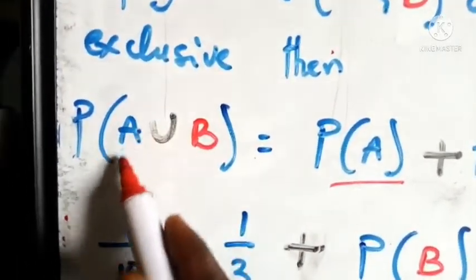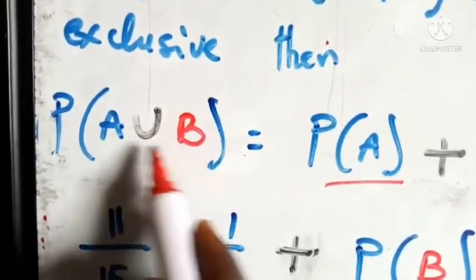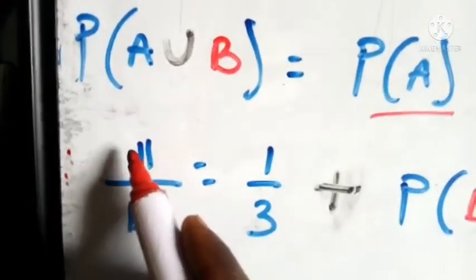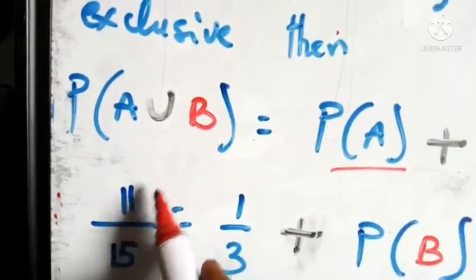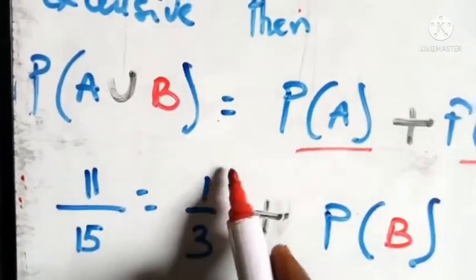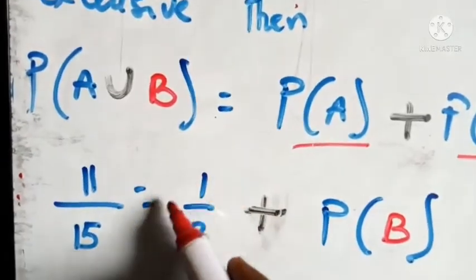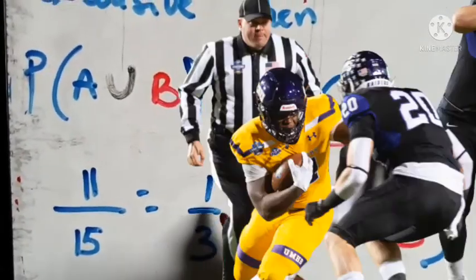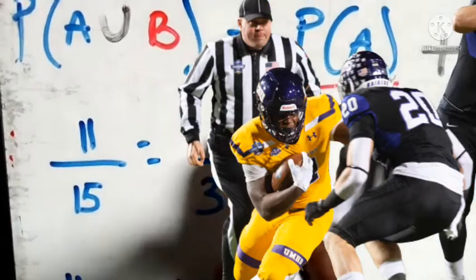I know the chance for the two to happen is 11/15. So what does it mean? This 11/15 is equal to the chance that the first thing will happen, so the chance that maybe you watch football today, which is also 1/3.